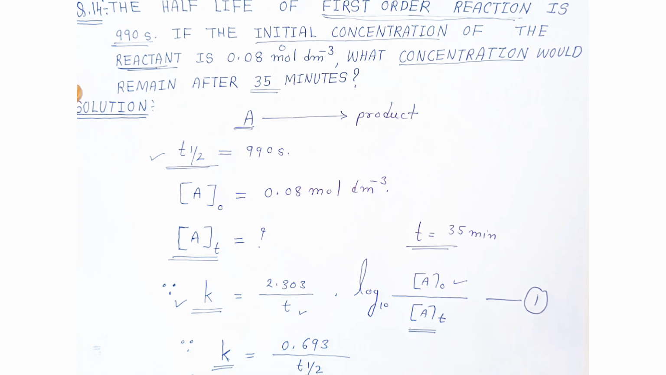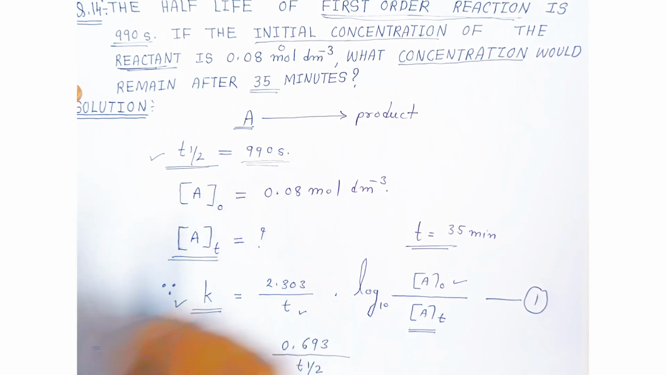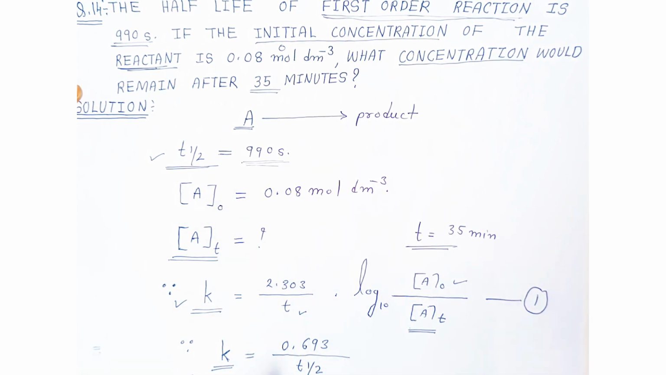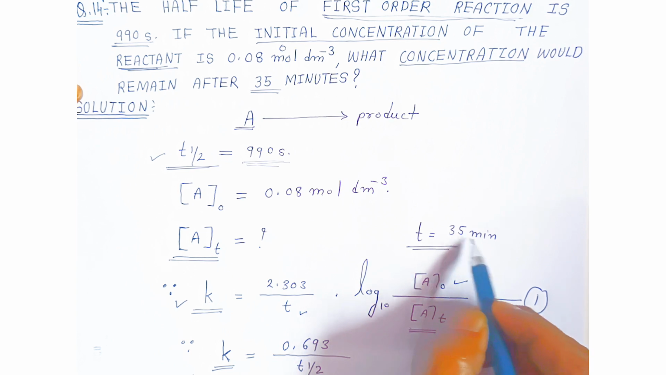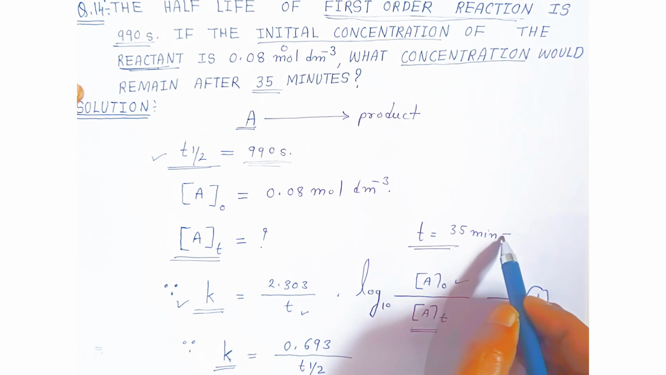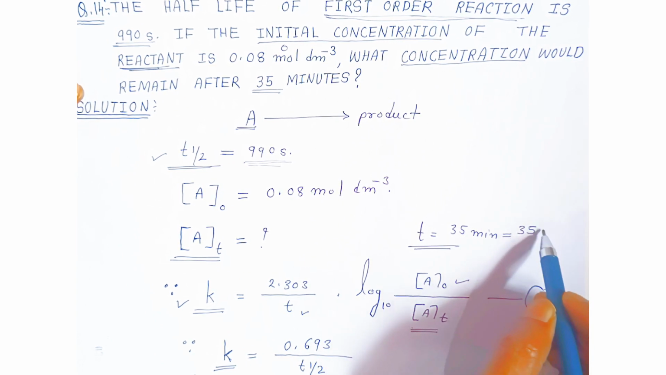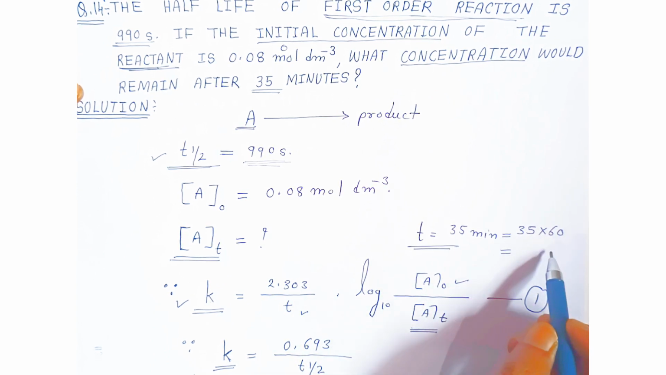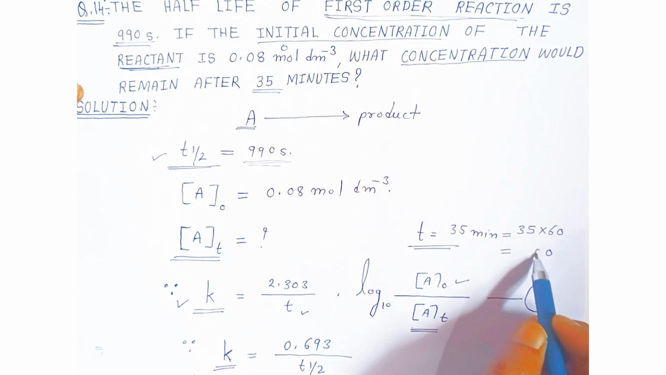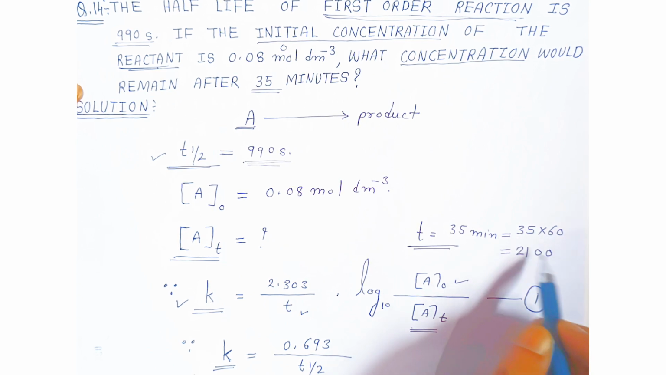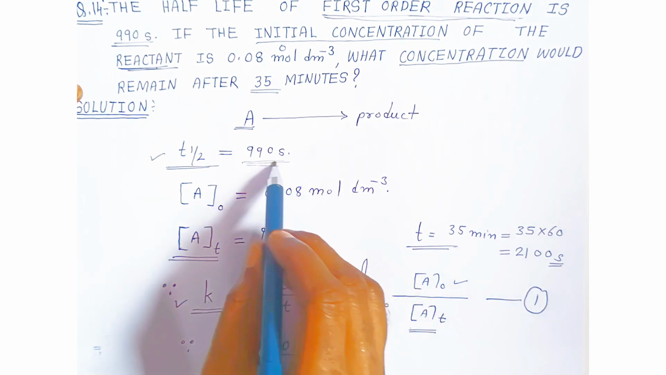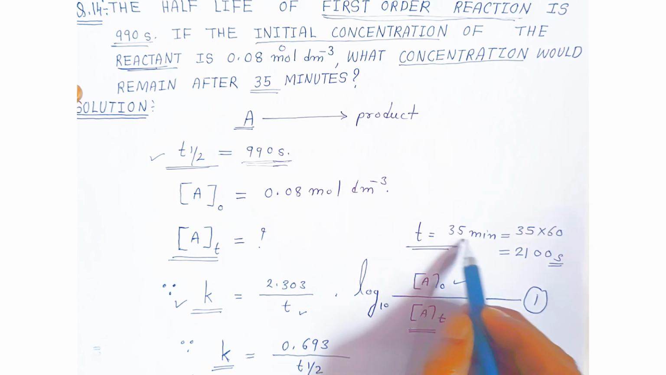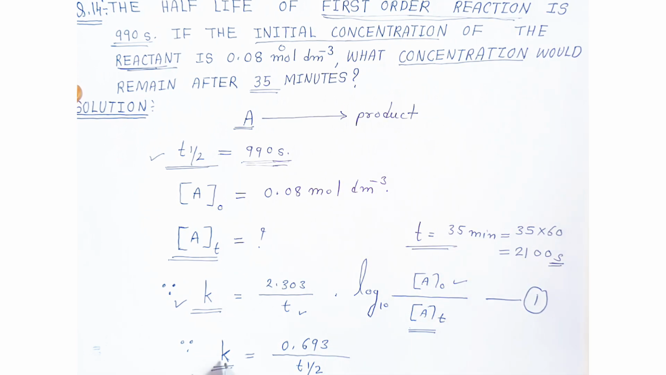With the help of this, you just put the value. T half is given as 919 seconds. Now you should also convert this 35 minutes into seconds. So you multiply 35 with 60. 6 5s are 30, 6 3s are 18 plus 3 is 21, so 2100 seconds. Now all are in the same quantity. This way I have converted 35 minutes into seconds. Now you put the value of T half in equation 2.